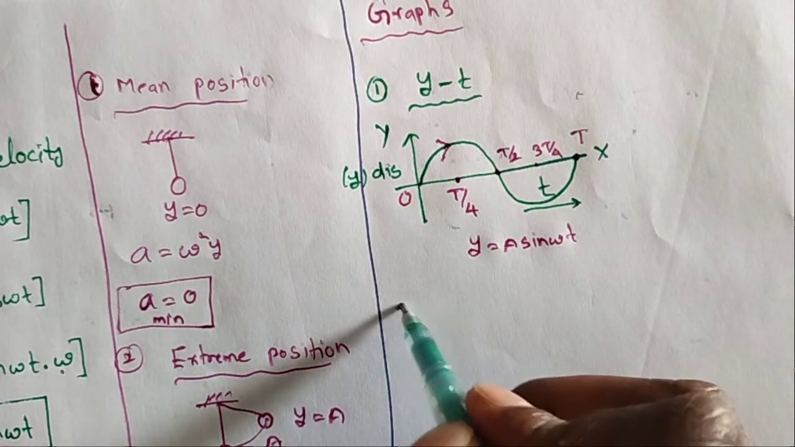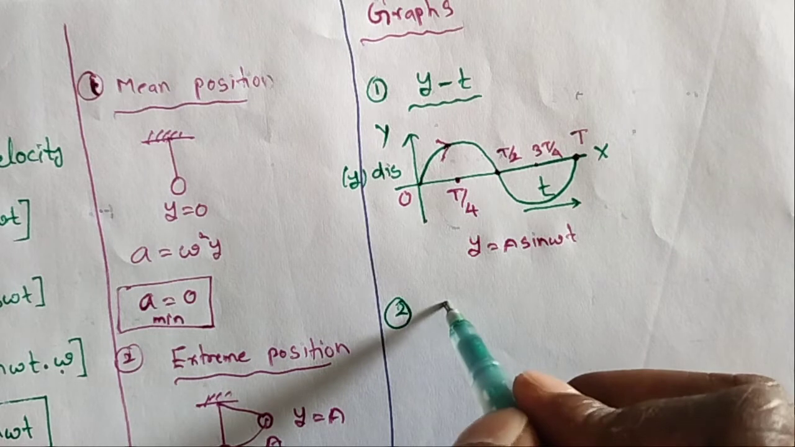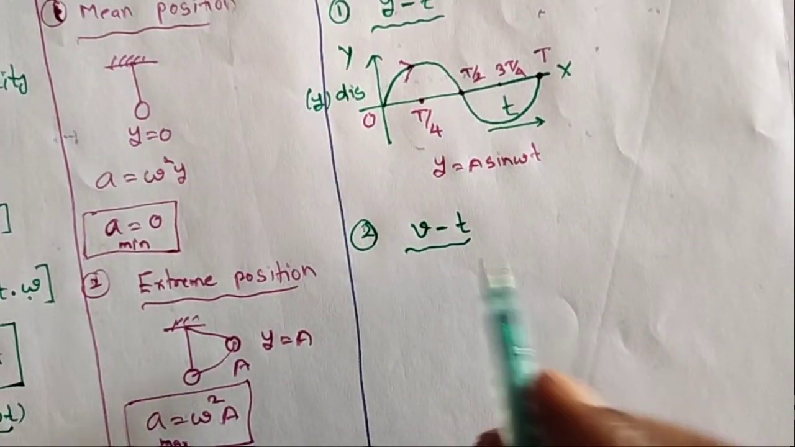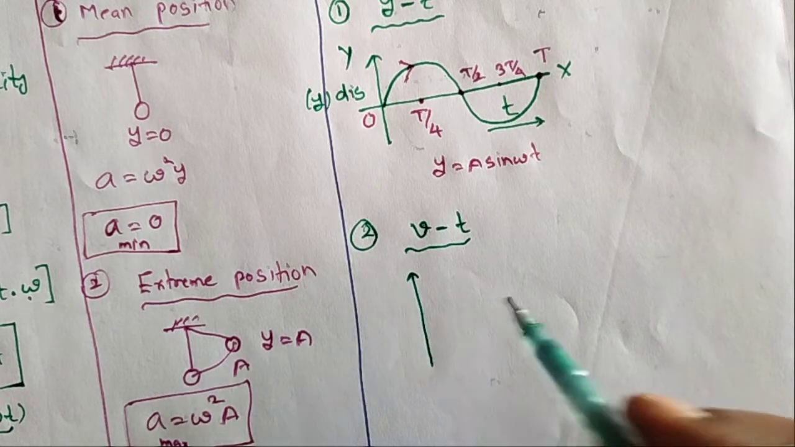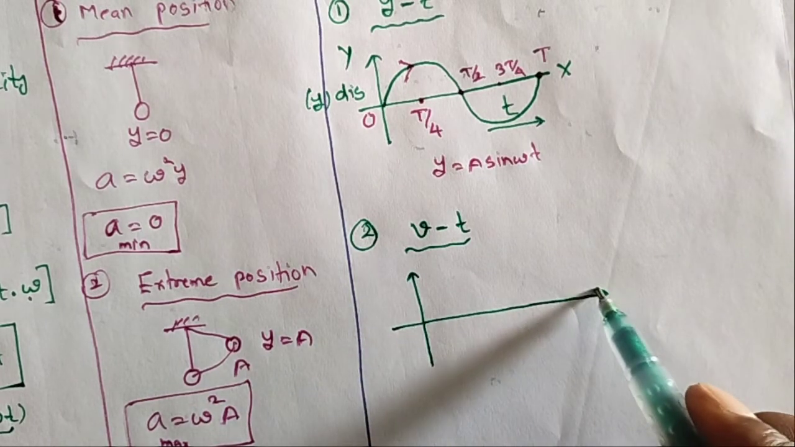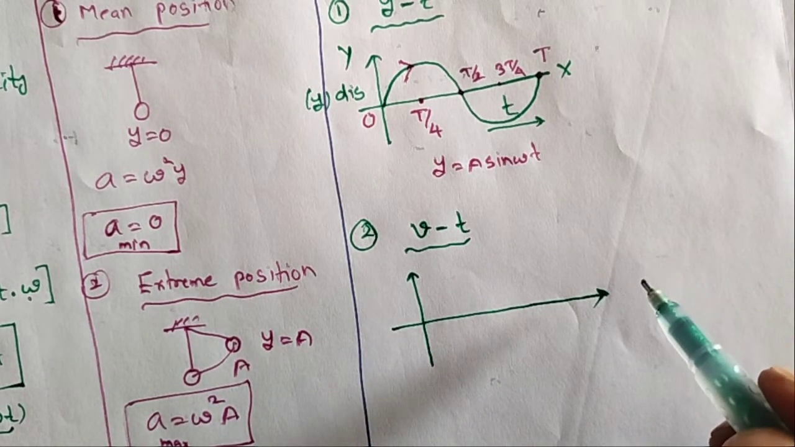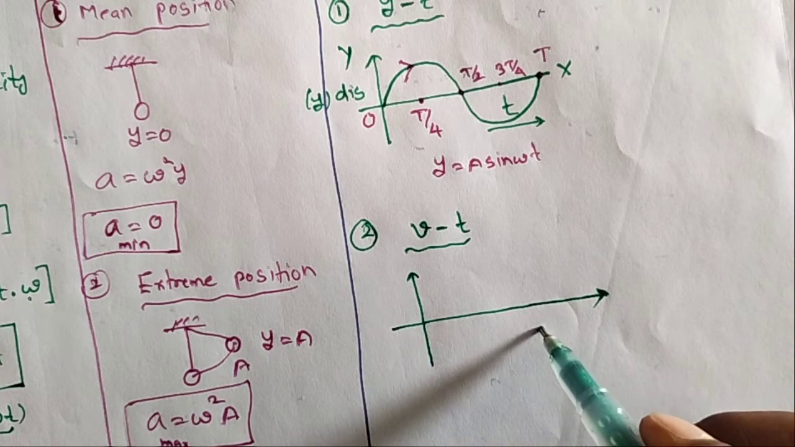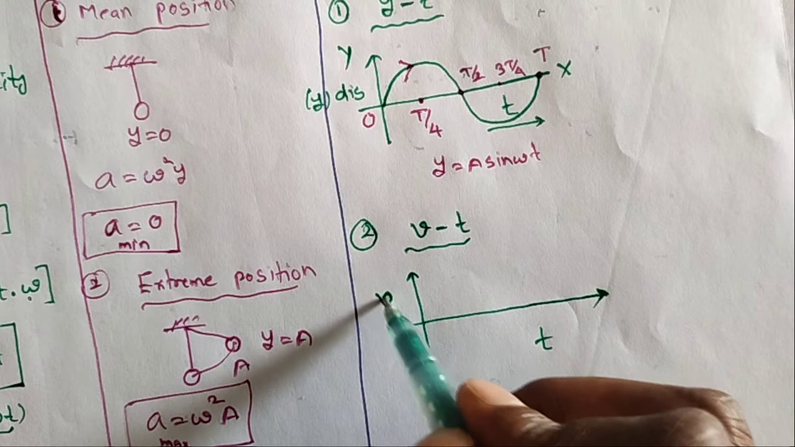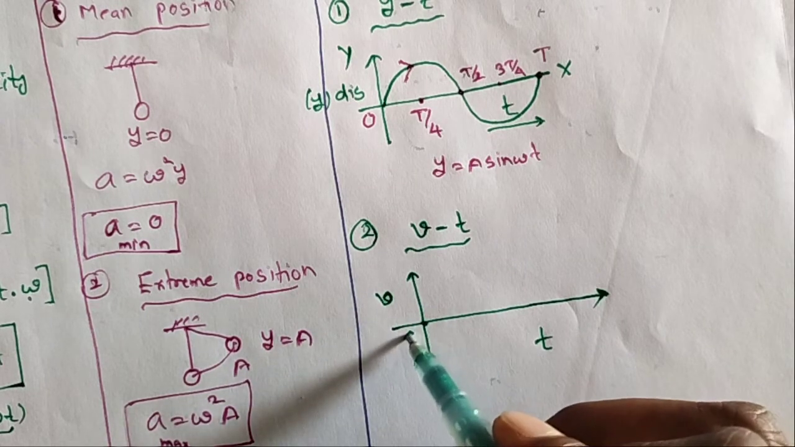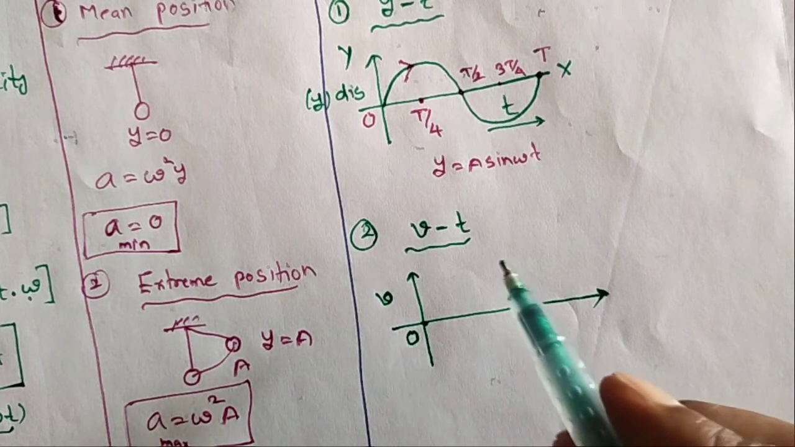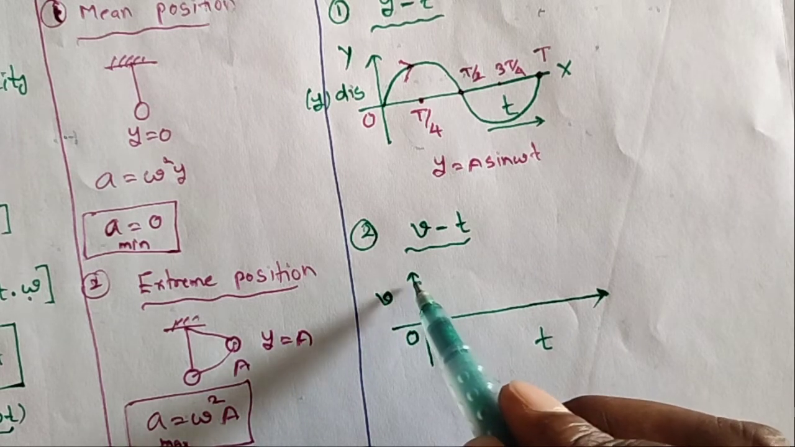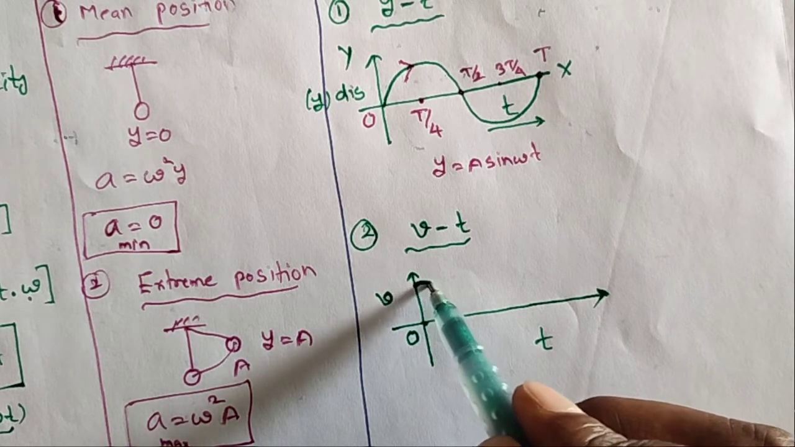And what is the second graph? The second graph is the v-t graph, velocity and time. It is a very simple graph. Same thing, I am taking time on one axis and velocity on the other. For example, this is the mean position. At the mean position the velocity is maximum, so I take this point. Here this is the graph.